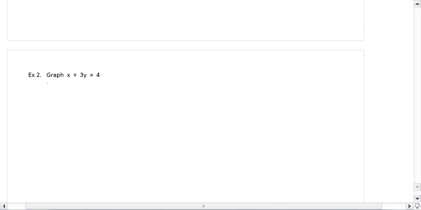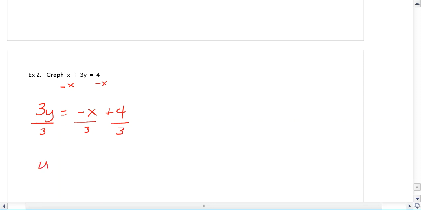So let's do example 2. Let's graph x plus 3y equals 4. Step 1 was to solve for y. So the first thing I'm going to do is subtract an x from both sides, which gives me 3y equals, I'm kind of used to putting the x term first, so that's what I'm going to do, but you could do that either way. Next, we want to divide everything by 3. And please remember, you divide each term by 3.